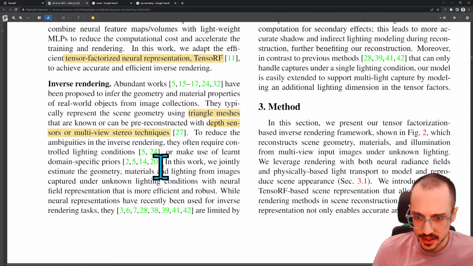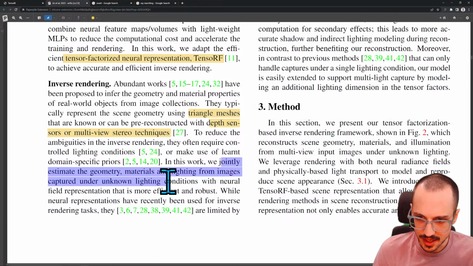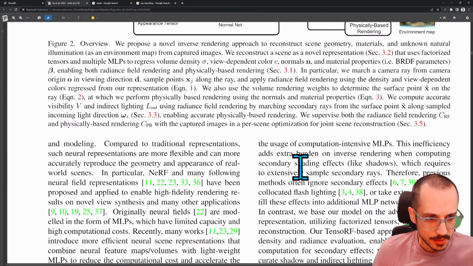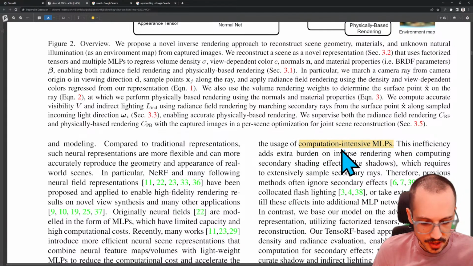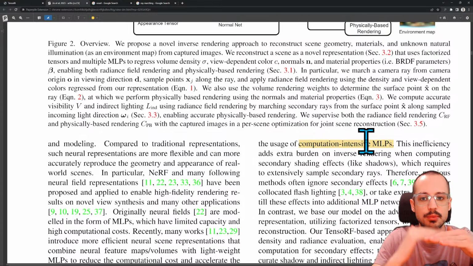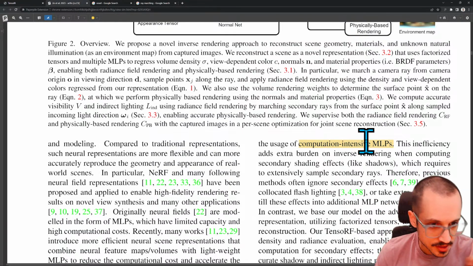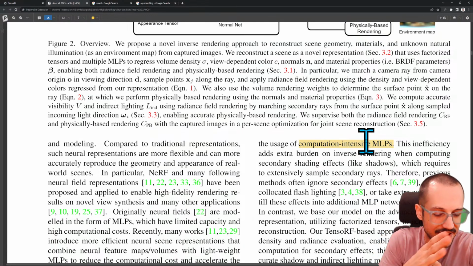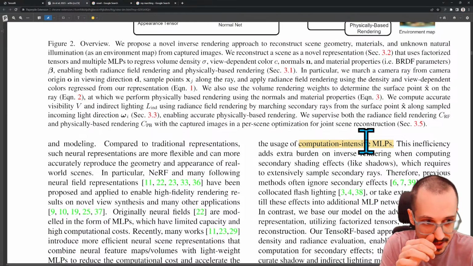To make use of learned domain, in this work we jointly estimate the geometry, materials, and lighting from images captured under unknown lighting conditions with neural field representation that is more efficient and robust. They are limited by usage of computation-intensive MLPs. And here, the computation-intensive, it's not that MLPs are computationally intensive, right? MLPs are actually the simplest neural networks that you can have, right? It's just a multi-layer perceptron, just a couple layers of fully connected neurons. The part that makes it computationally intensive is that you have to basically evaluate it for every single ray that you're casting into the scene.